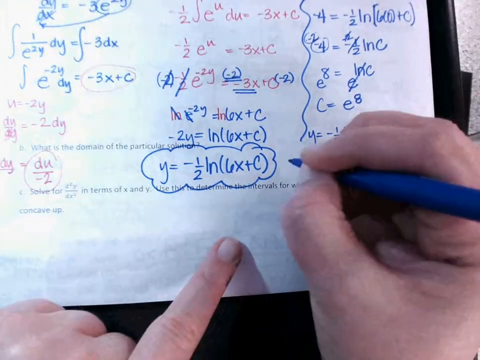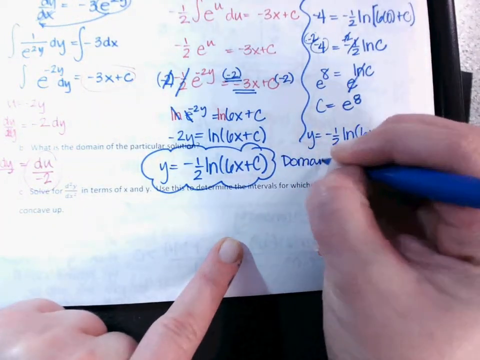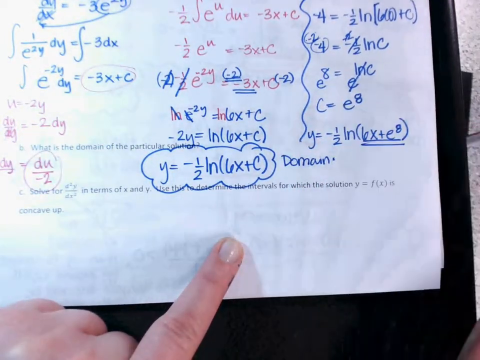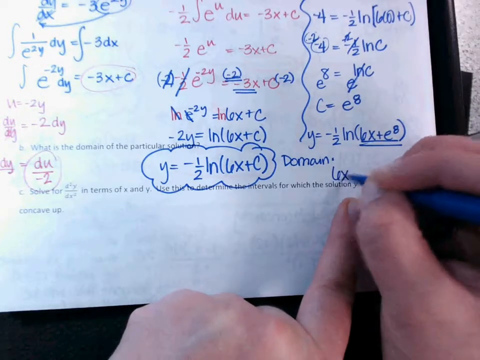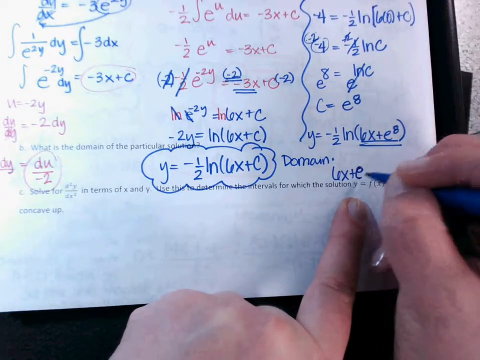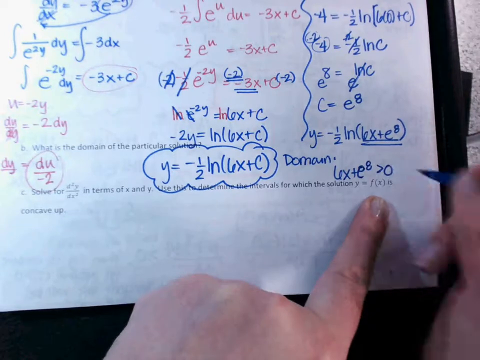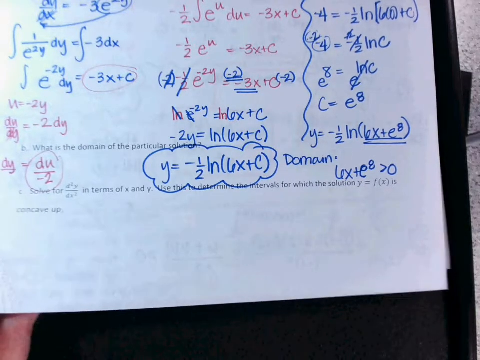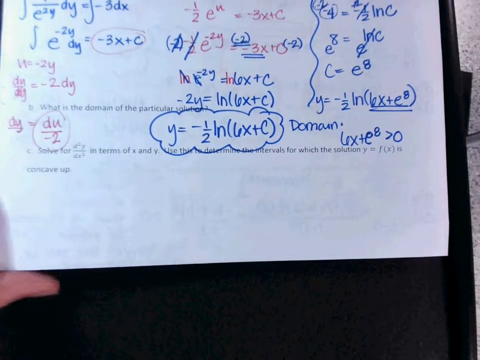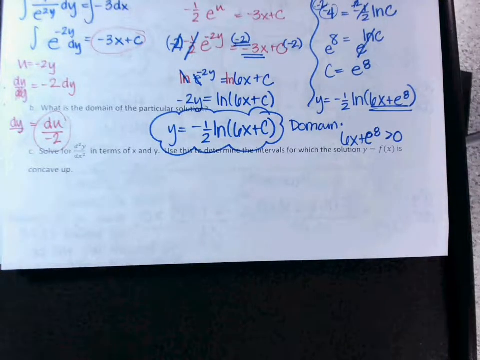So when you do the domain for that, you would need to set the middle crop greater than 0. Not greater than or equal to, like you can for a square root. So it'd be 6x plus e to the 8, and it has to be greater than 0. Now, you can solve that if you want to, but remember, usually you don't have to. You would just put greater than 0 and then be done. Okay? So, any type of log, you can't have an x value that is less than 0.